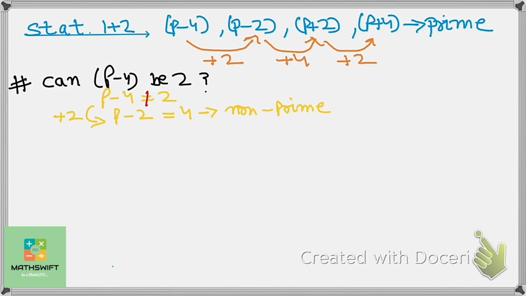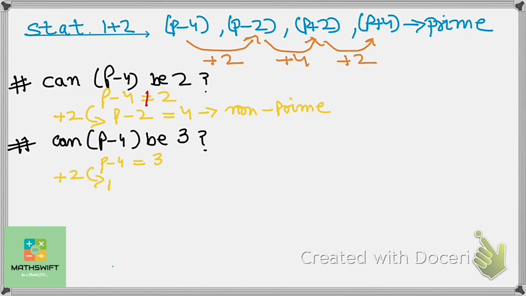Okay, so can p minus 4 be 3? Now if p minus 4 is 3 and if we add 2 to it, we get p minus 2 as 5, and if we add 4 to p minus 2, we get p plus 2 as 9, which we know is not a prime number. So p minus 4 cannot be 3.